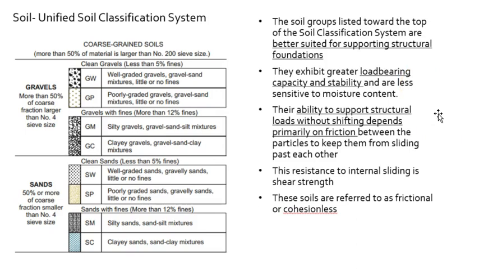Their ability to support structural loads without shifting depends primarily on the friction between them to keep the pieces from sliding past one another, and this is referred to as shear strength. Shear is the force where two things want to push past one another, and the shear strength is the strength that resists it. These soils are referred to as frictional or cohesionless soils.